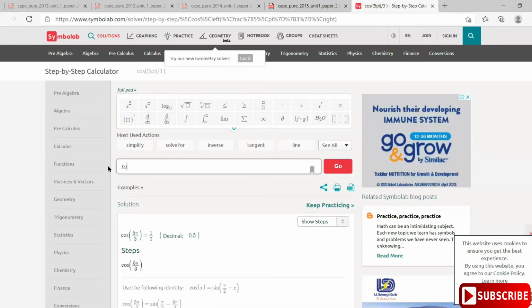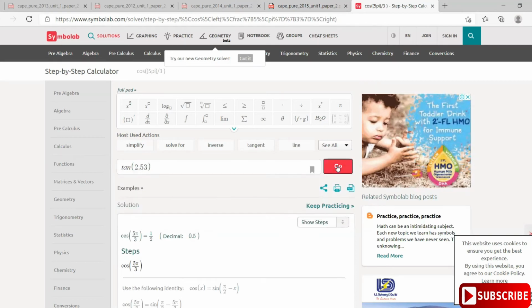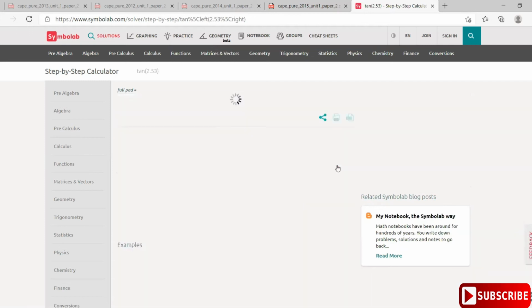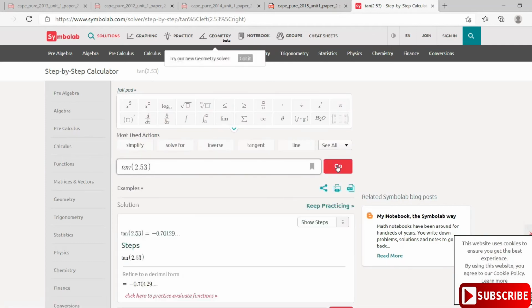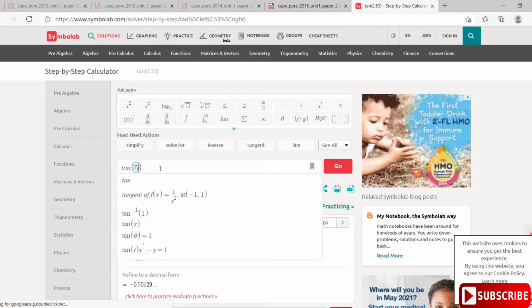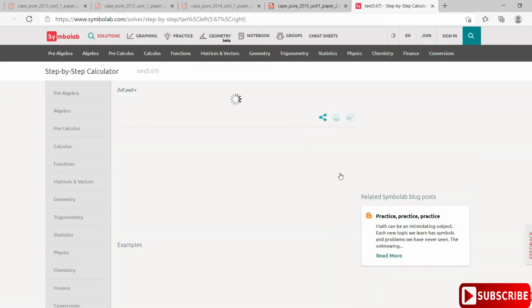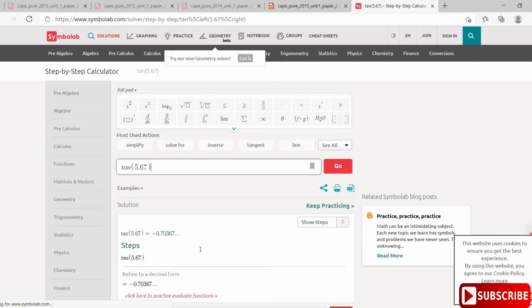So we want the tan of 2.53. You're going to see that's negative 0.71. There it is, negative 0.701. All right, so we get what we were supposed to get. And you can also do tan of 5.67, I think it was. You're going to get the same answer, negative 0.7. There it is. Same thing. So we're good.